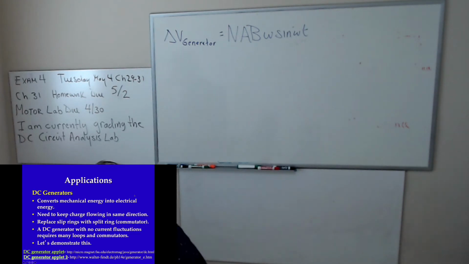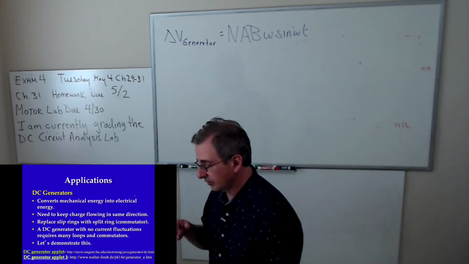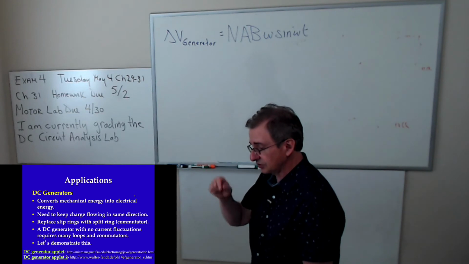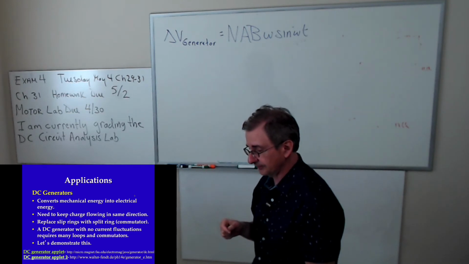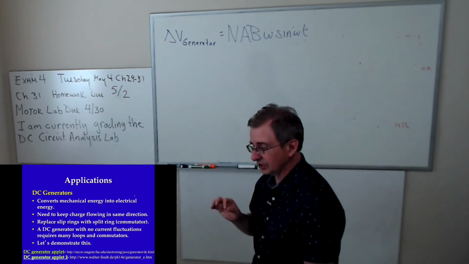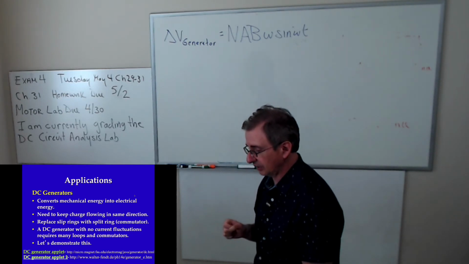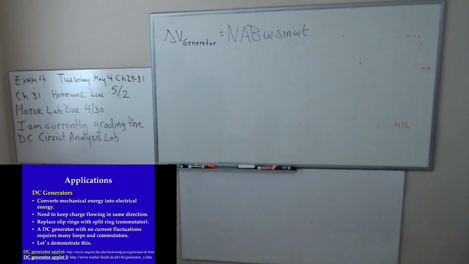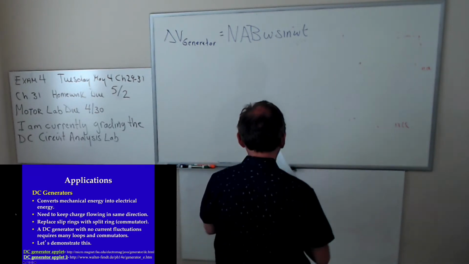All right. So DC generators convert mechanical energy into electrical energy, and they need to keep the charge flowing in the same direction. So with a DC generator, you have to have the split ring commutator. I've demonstrated this to you too. So let's just put in some numbers to give you an idea of what this means.